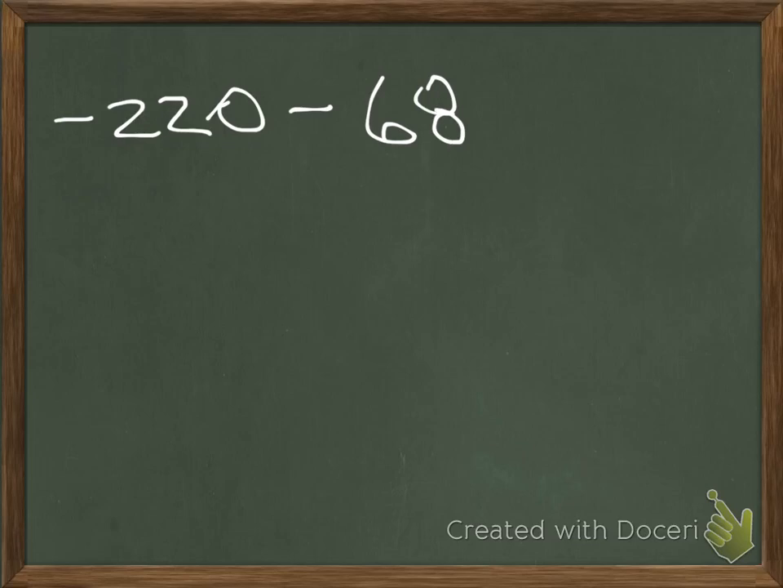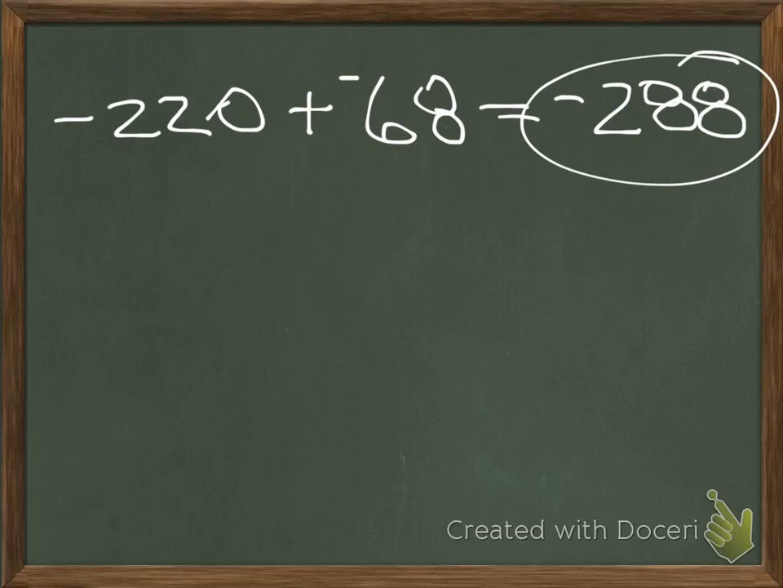So that means we save, change, change, save the negative 220, change this to a plus, change this to a negative, and it ends up being adding two negatives, which would give us negative 288 degrees. And that concludes lesson 2-3 on subtracting integers.